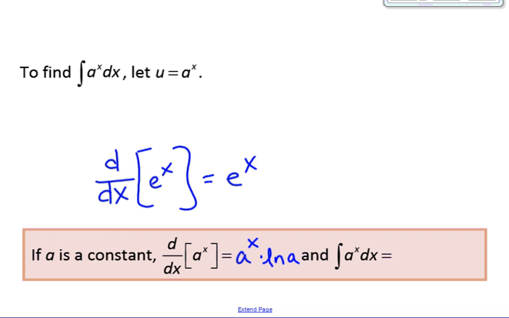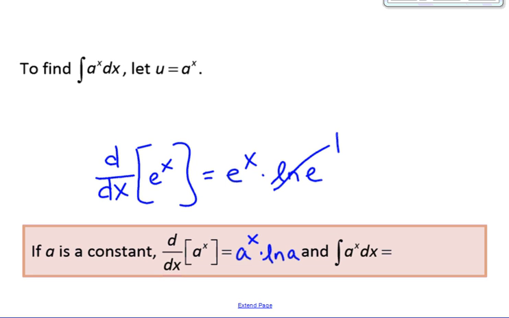If you apply that with e to the x, that would be times the natural log of e, and since natural log of e is just 1, we just get e to the x. So with any other exponential function, we have to multiply by the natural log of that value. Now remember that natural log of a, the constant, is another constant, so a lot of times we do write it out front like this.